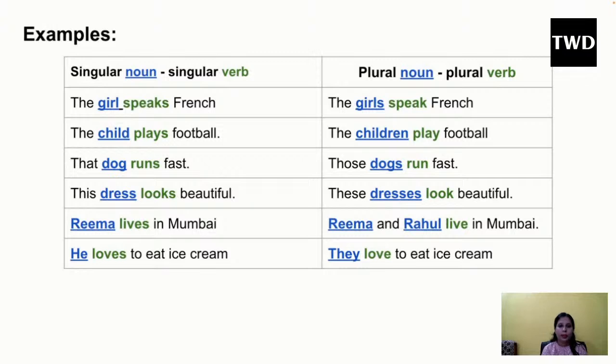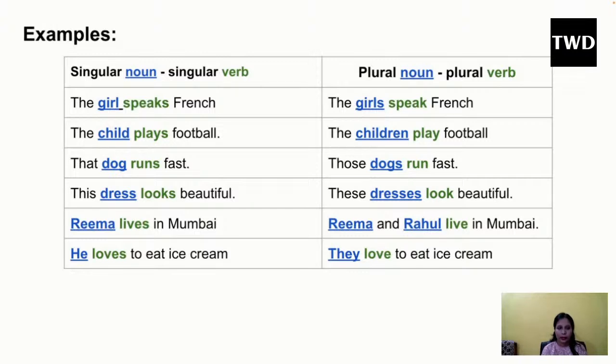The girl speaks French. Then on the right hand side, the girls. My subject is plural here, and so it should take the plural form of the verb. The girls speak. My verb is without s. So the girls speak French. So here my subject and verb are both plural, and that's why my subject and verb both agree and my sentence is correct.